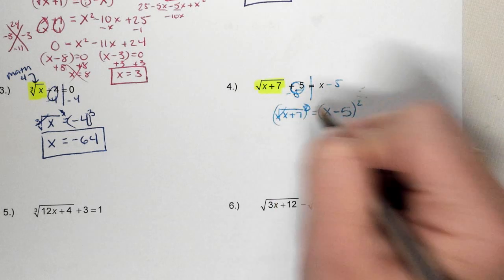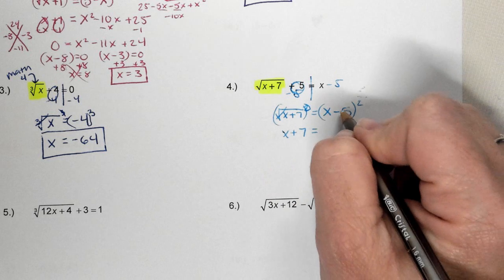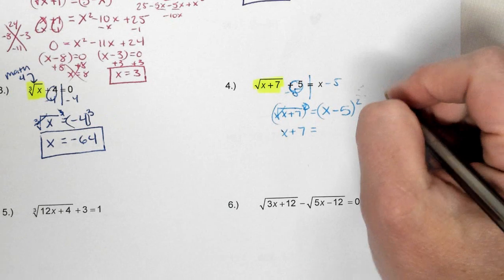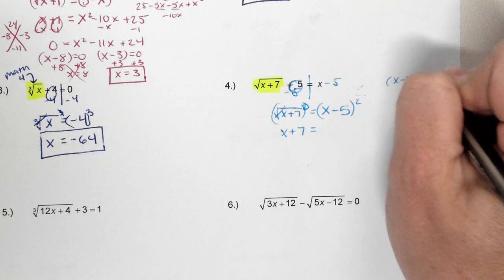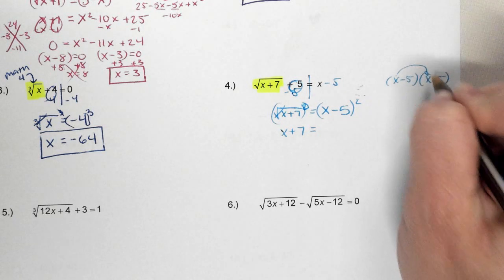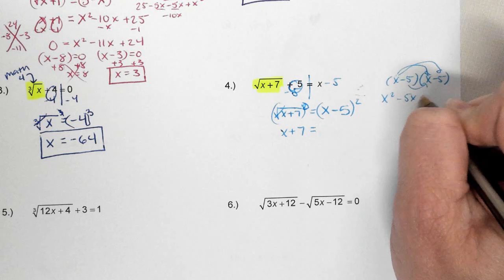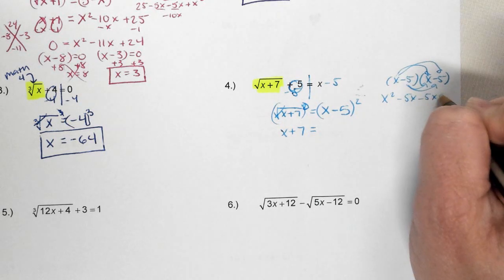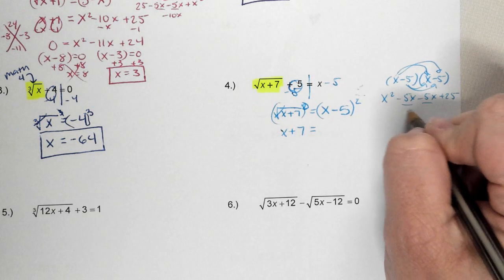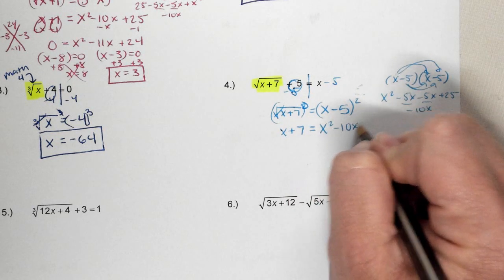So my square root on my left side cancels my squared, and I'm left with just x plus 7. Now on this side, I have to multiply my x minus 5. It's not the same as 5 minus x, so don't use that. So I'm going to come over here, x minus 5, and I have x squared minus 5x plus 25. So if you notice, it actually is the same, but you never know. So I have x squared minus 10x plus 25.